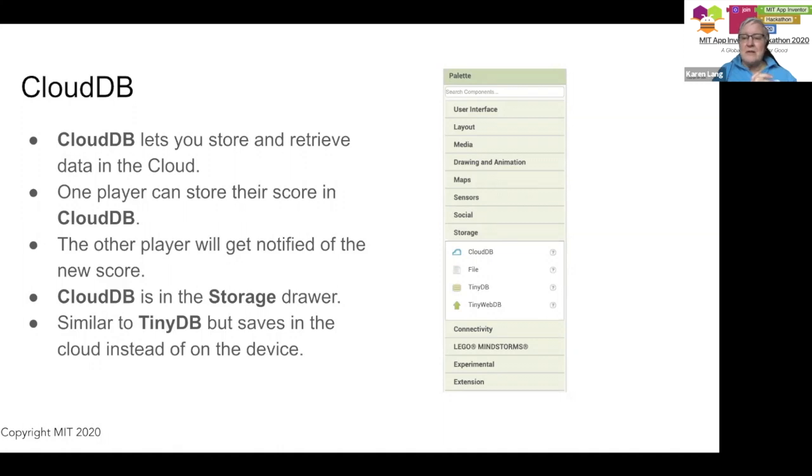So TinyDB is local storage on your phone or tablet. So this would be something like you could save your high score for your game, but say you then wanted to share your high score and play against your friends. So TinyDB would be for yourself privately, and then you'd use CloudDB if you wanted to compare or share information with your friends.